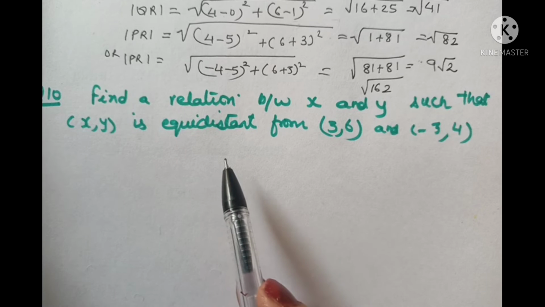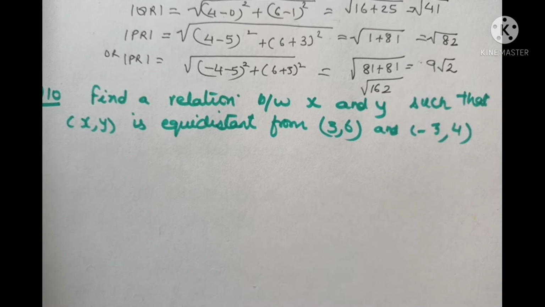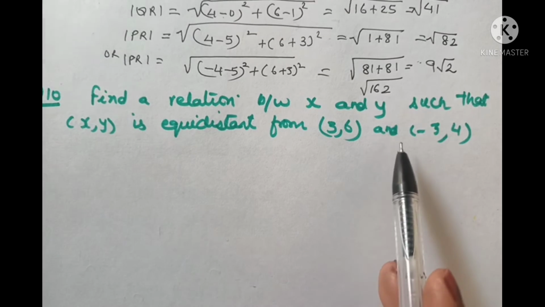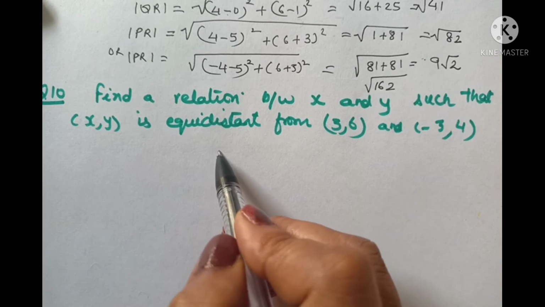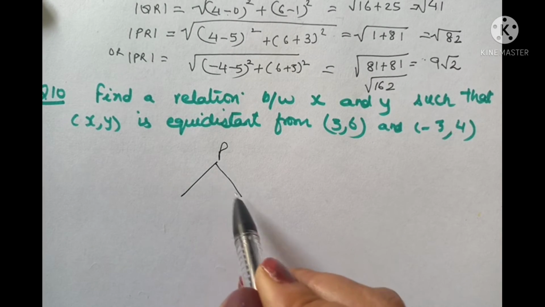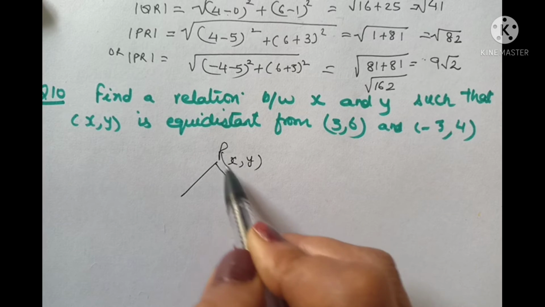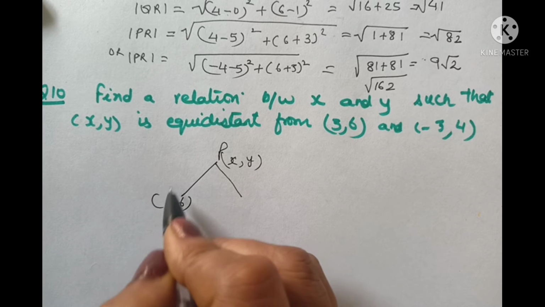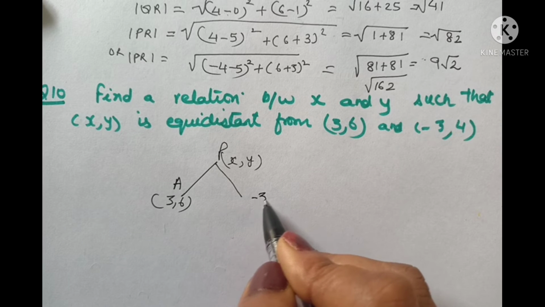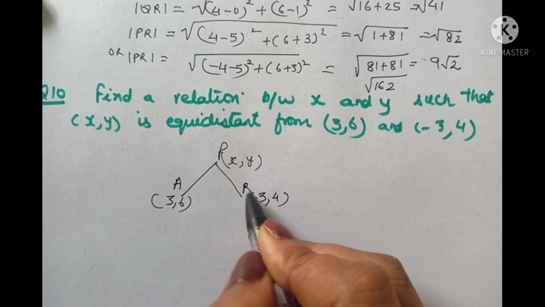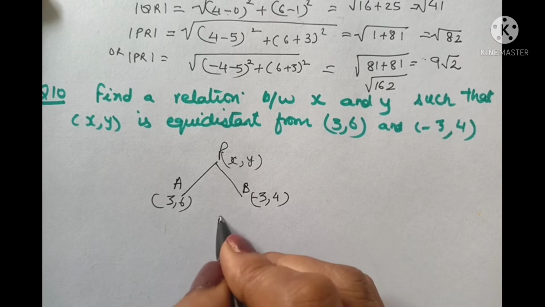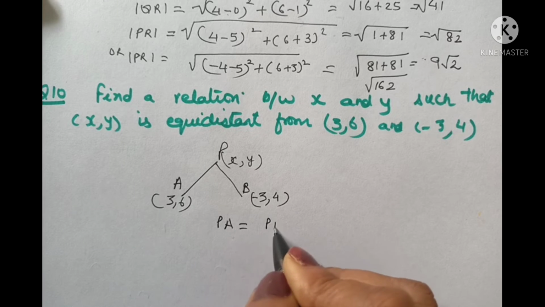Question 10 says we have to find a relationship between x and y such that (x, y) is equidistant from these 2 points. So let us draw a rough figure. Let point P be (x, y), and it is equidistant from (3, 6), that is point A, and (minus 3, 4), that is point B. So I am given that PA is equal to PB.